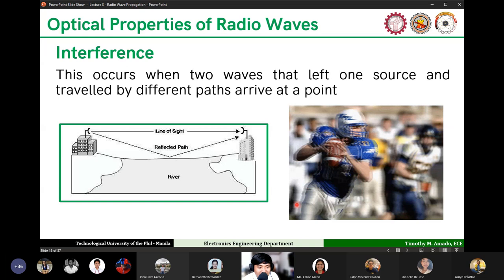Okay? Ano tawag natin doon? Ang tawag natin dito guys ay ghost image, or the process is ghosting. Ayan, no? So, ghosting yung tawag natin dito.